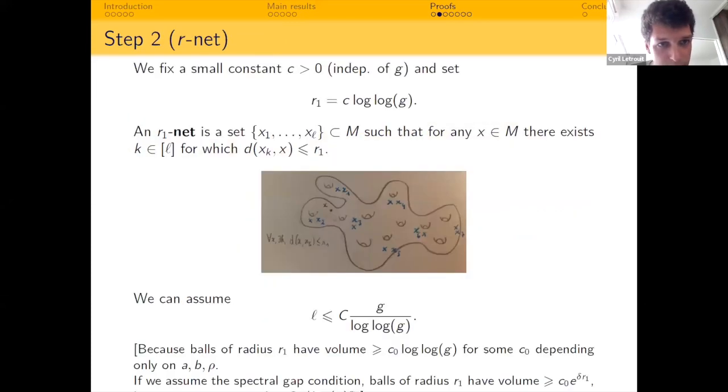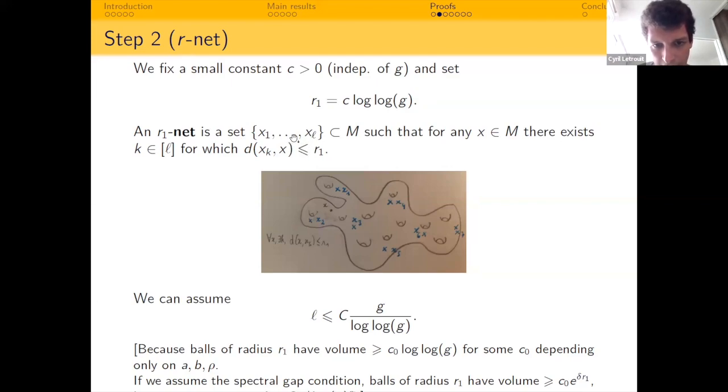So now the heat kernel, what are we doing with this? The geometric idea is the following. I see that the slide is a bit cut, but it's my fault. So the idea is the following. We fix a small constant, small meaning independent of G, and in fact, it's something which you need to have, but it's technical, so I don't tell you how to fix it. And we set R1, which is T times log G. And an R1-net is a set of points x1 to xL in the surface. I draw a picture here, which corresponds to the idea, that for any x, there exists an index between 1 and L, for which the distance from x to xk is at most R1.